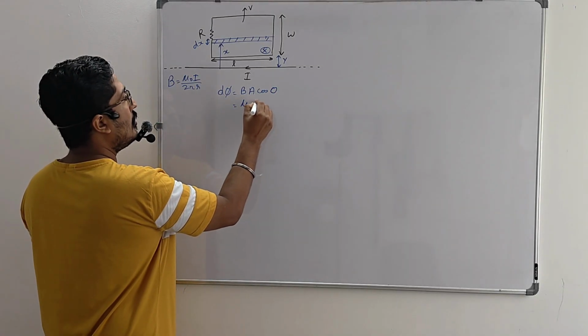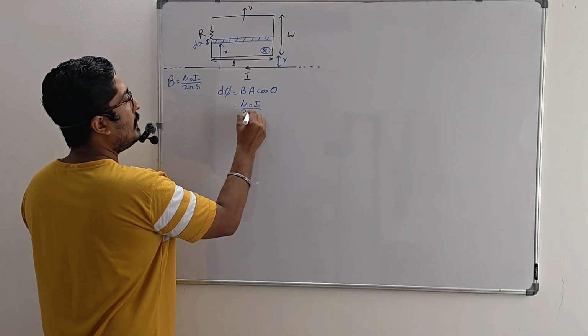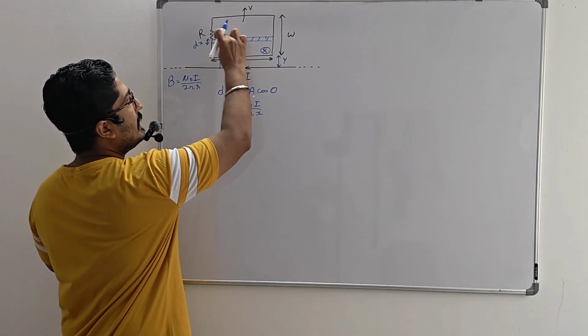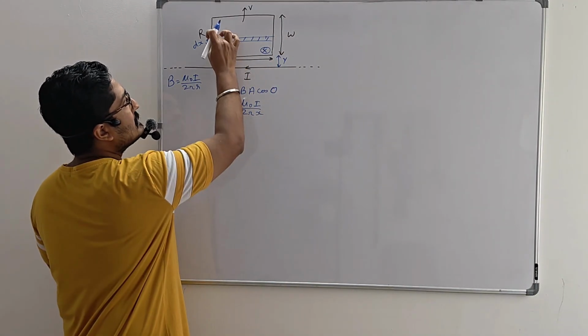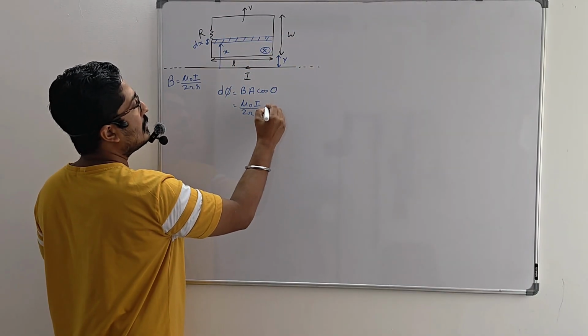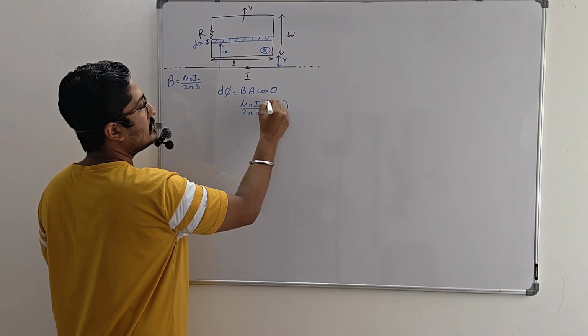So now it will become mu naught I by 2 pi r. R is a distance, that's nothing but x, into A. What's the area of the strip? The area of strip is, it's a rectangle. Length of the strip is L. The thickness is dx. So it will be L into dx.